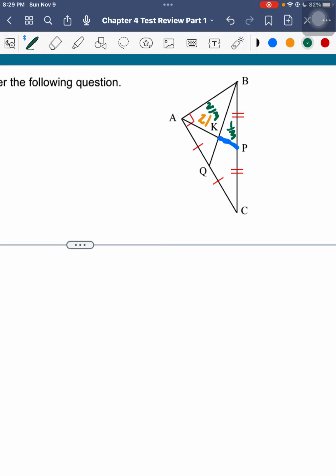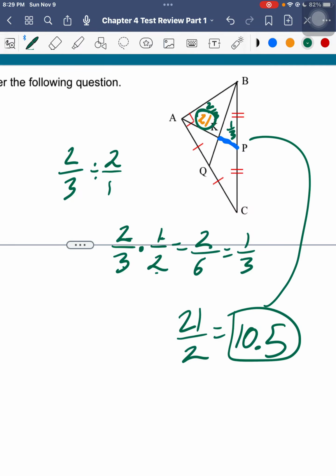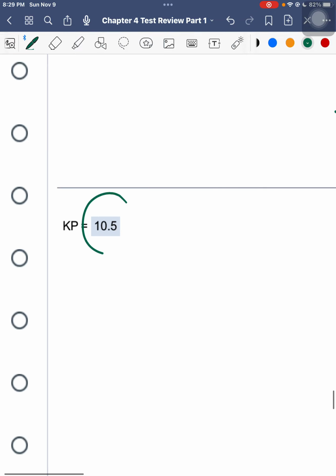So we know that the 2/3 portion is 21 and I want to find the 1/3 portion. So in order to go from a 2/3 portion to a 1/3 portion, I have to divide by 2. Because if we do 2/3 divided by 2, which when we divide fractions we just multiply by the reciprocal, we will get 2/6, which is 1/3. So I need to divide 21 by 2. 21 divided by 2 is equal to 10.5. So KP is 10.5.